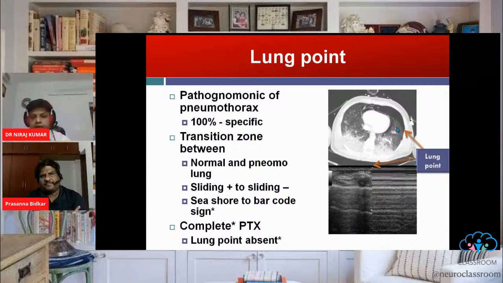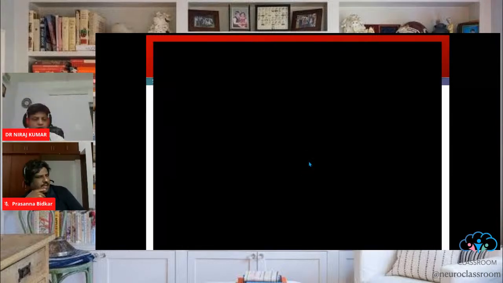But remember, this is the lung point. You can see this is the seashore sign and this is the barcode sign. But remember, in case of complete pneumothorax, when the pneumothorax is present all over the chest, you will not get this lung point. So we have a video for lung point.